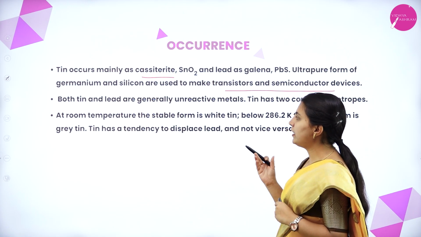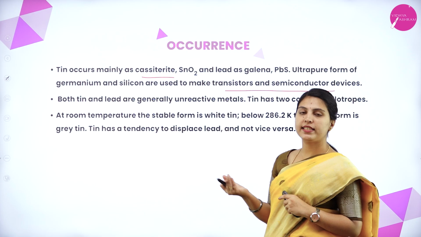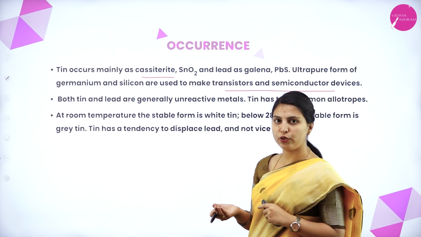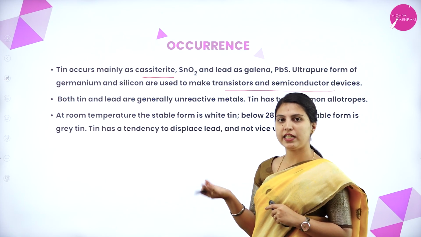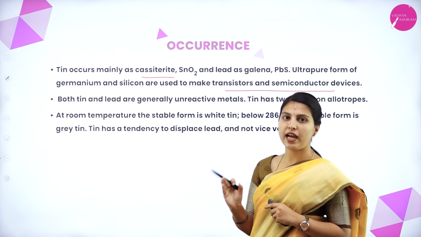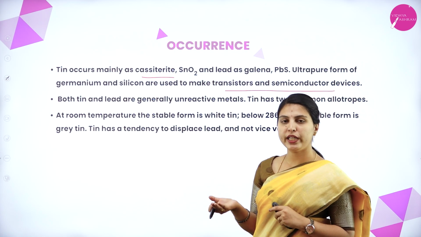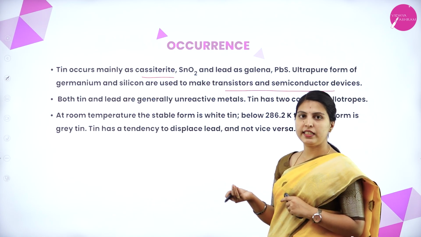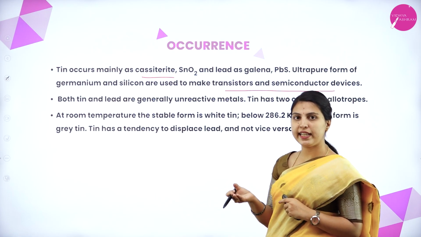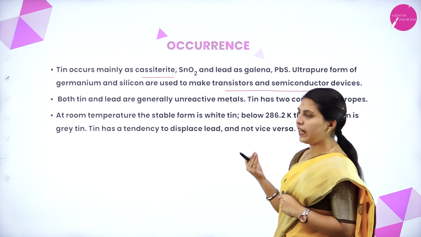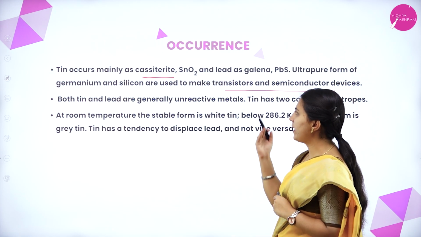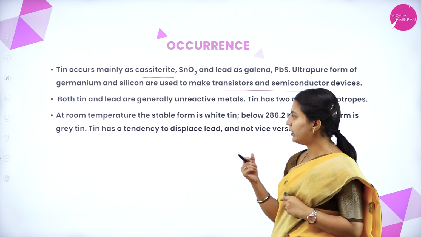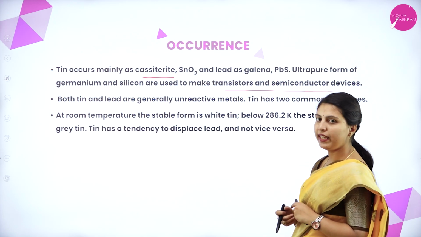Okay, these are the occurrences. Carbon exists in free and combined state. It has three isotopes, carbon 12, carbon 13, carbon 14, but the most stable are carbon 12 and 13, while carbon 14 is very radioactive. Germanium will be seen in traces, silicon as silica and silicates, tin as cassiterite, and lead cannot be replaced by tin, but tin has a tendency to displace the lead.